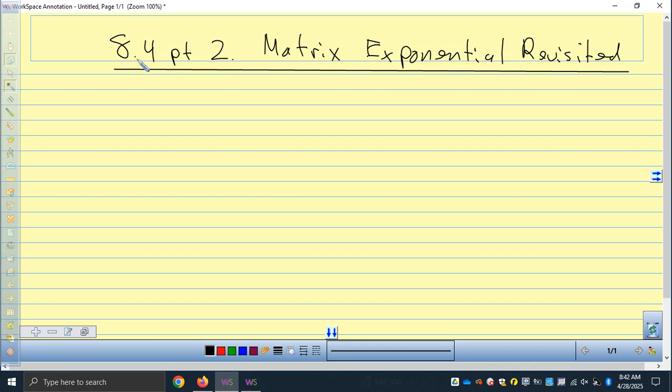Wait, 8.4 part 2? Yeah, so we're going back to chapter 8, when we talked about systems. We talked about the matrix exponential and how we can use a matrix exponential to solve systems of differential equations. So a reminder, some of the properties of the matrix exponential, e to the At, where A is an n by n matrix.